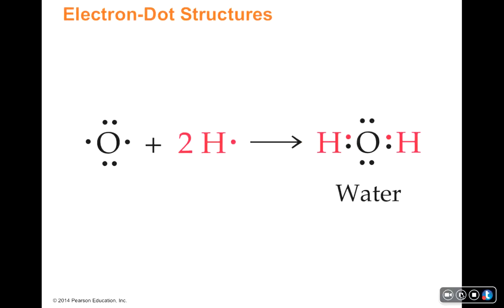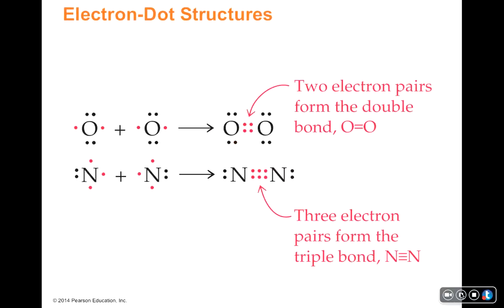Here's another example. This is showing the formation of water using electron dot structures. Again, you can see that the single electron from each of the 2 hydrogens is in a bonding pair with 1 electron from the oxygen atom. So in water, there are 2 bonding pairs, one with each hydrogen atom and the oxygen atom in the middle, and 2 lone pairs.